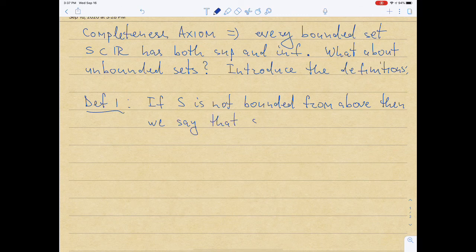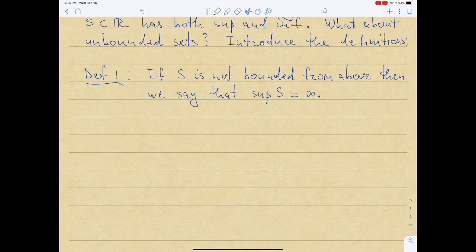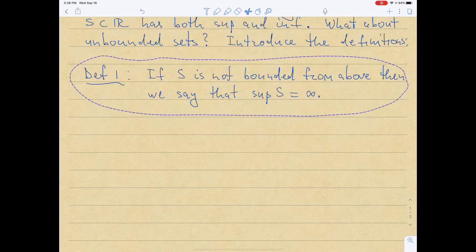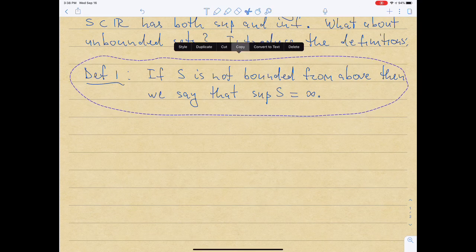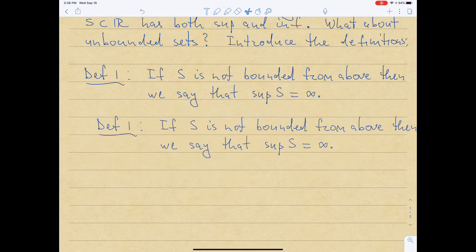that the supremum of S is equal to infinity. So infinity is not a number. What infinity signifies in this case is just that your set is not bounded. Saying the supremum is equal to infinity simply means that the set is not bounded from above. And then similarly, we can define the infimum of a set which is not bounded from below.